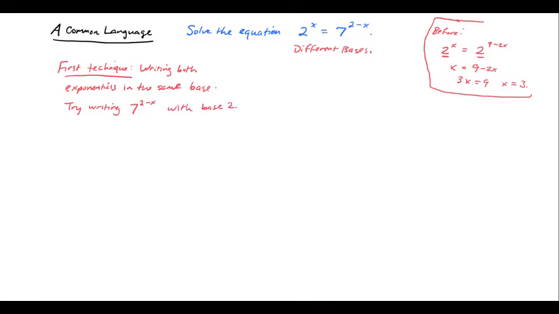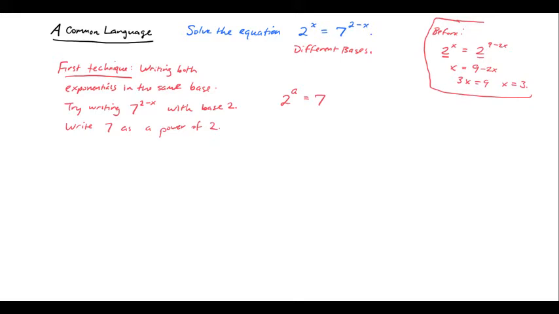Okay, so the way that I'm going to approach this is I'm going to rewrite 7 as a power of 2. So if I want to write 7 as a power of 2, then what would that power of 2 need to be? I'm going to call it a, not x, because this is not the thing I'm solving for here. I'm going to say 2 to the a is 7. Well, what would a be then?